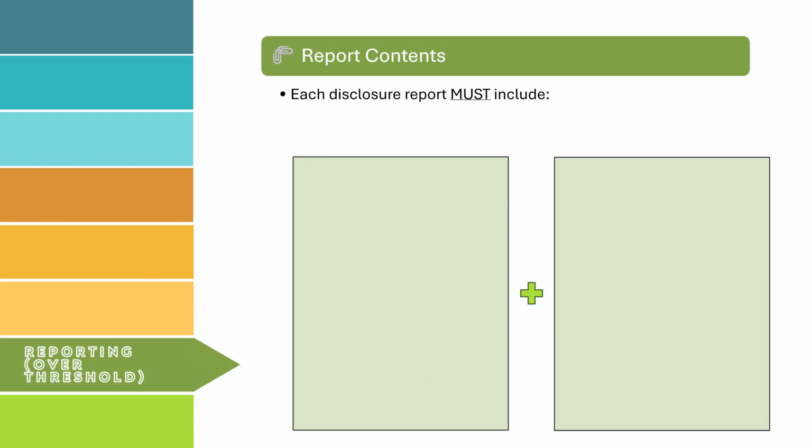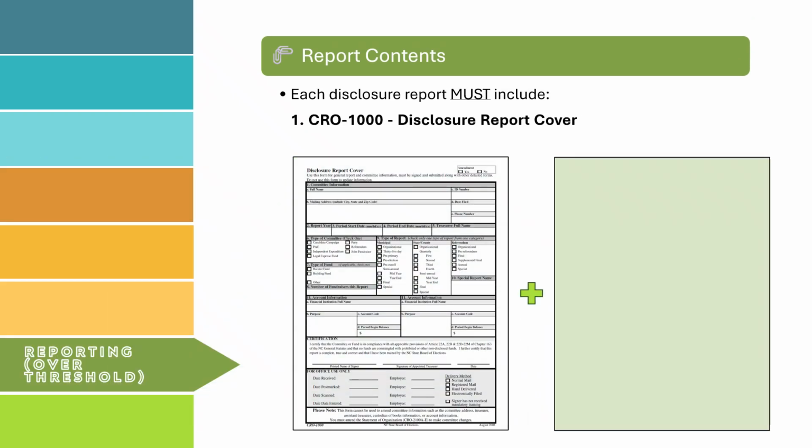Next, let's look at report contents. Each disclosure report must include Form CRO 1000, the disclosure report cover. This form serves as the cover sheet for all disclosure reports and should be the first form completed when creating a disclosure report. This applies to report amendments as well.